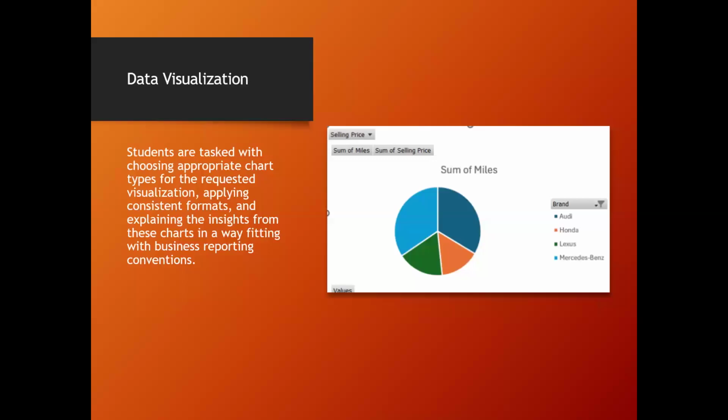Now, to make it easier to interpret results, students will be required to develop and explain visualizations based on certain metrics. So they'll have to determine which visualization is most appropriate based on the requirements of the question and explain the insights in a way that's fitting with business reporting conventions. And so we can see a photo of a visualization, a pie chart that's unrelated to the project right here.